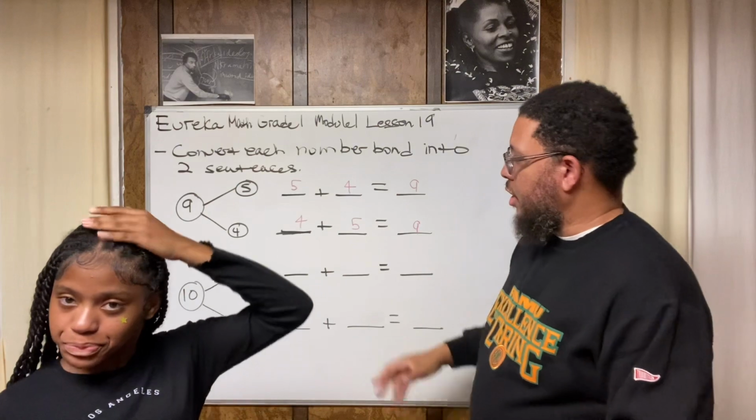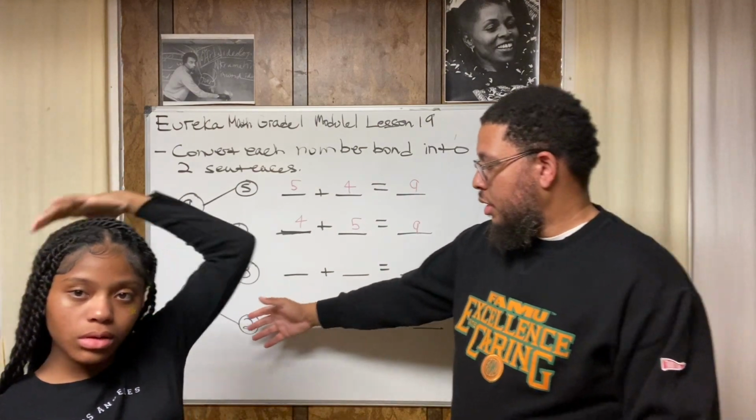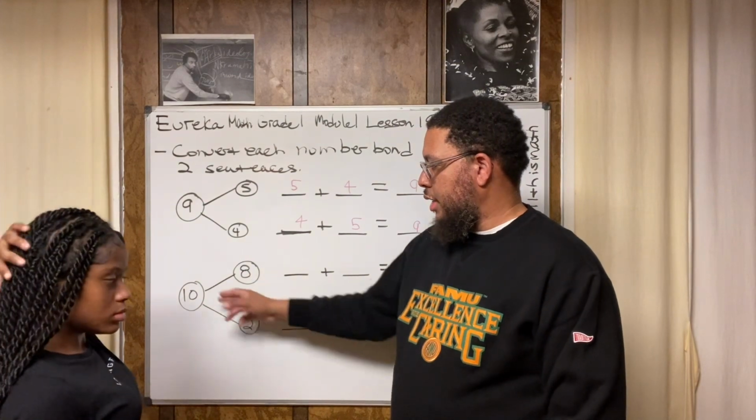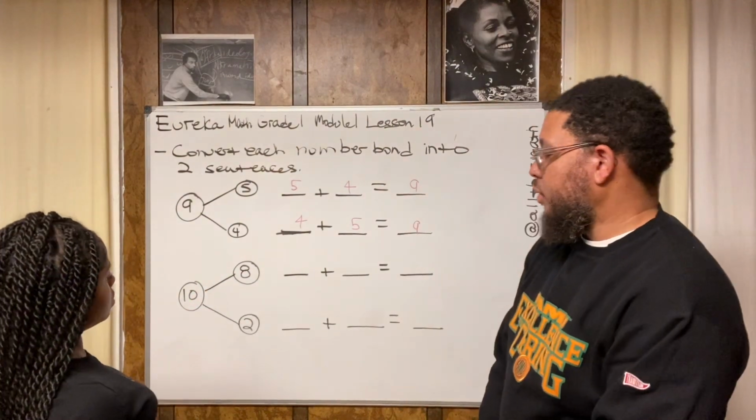You can do that. All right, now let's go into the next example where we have another number bond where the two add-ins are 8 and 2 and the sum is 10. What's one number sentence you would write?